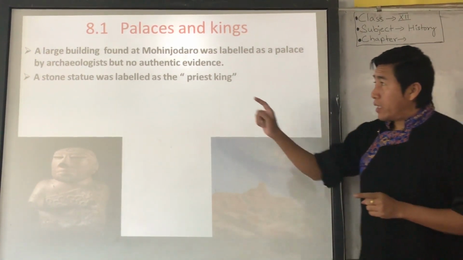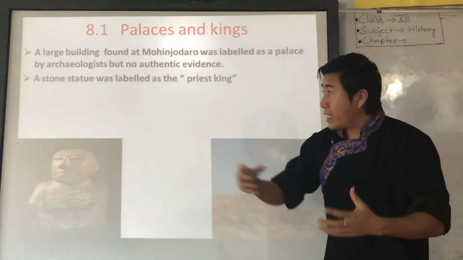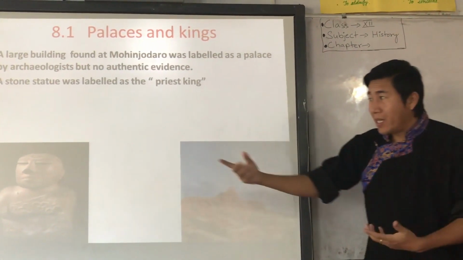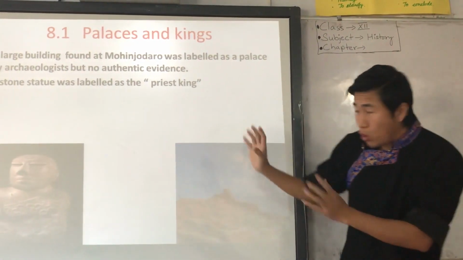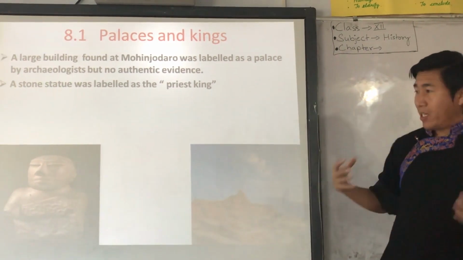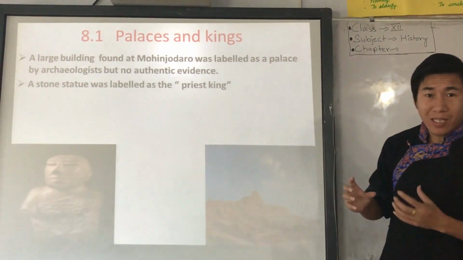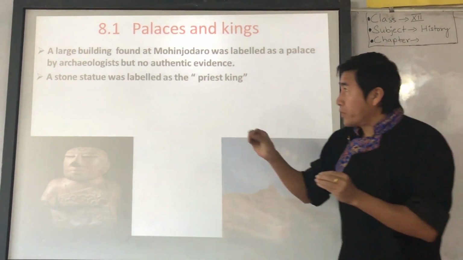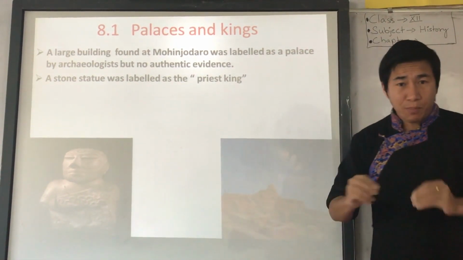Archaeologists found a statue that they call a priest king. They assume it must be a king because of his looks. He was heavily jeweled, so that's why they thought he must be a king. But is he really a priest king? It's a big question.